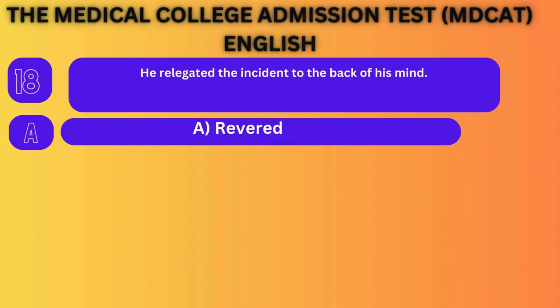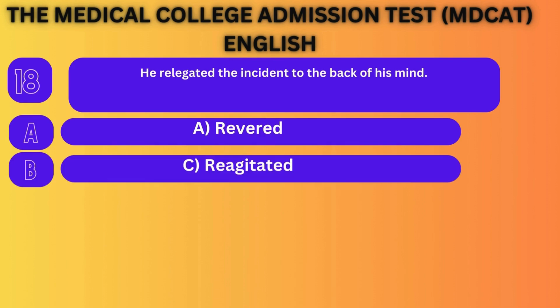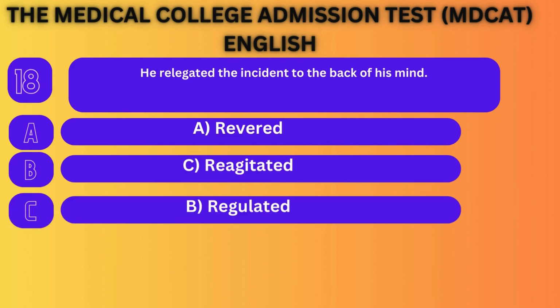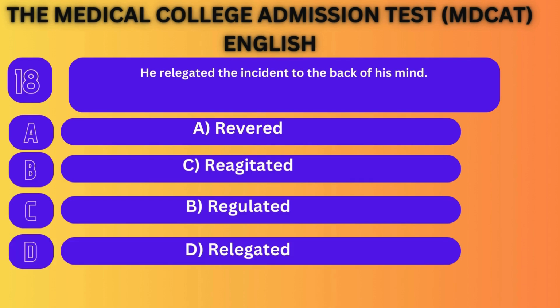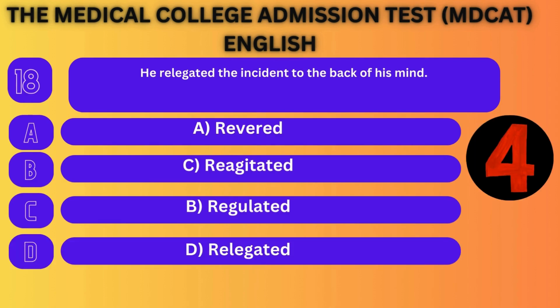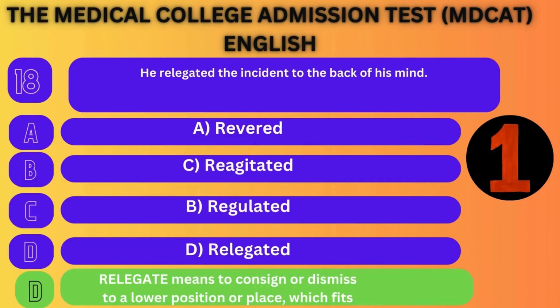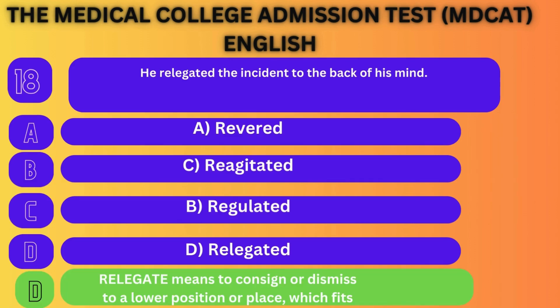Question number 18. He relegated the incident to the back of his mind. Option A, revered. Option B, reagitated. Option C, regulated. Option D, relegated. Correct answer is D.